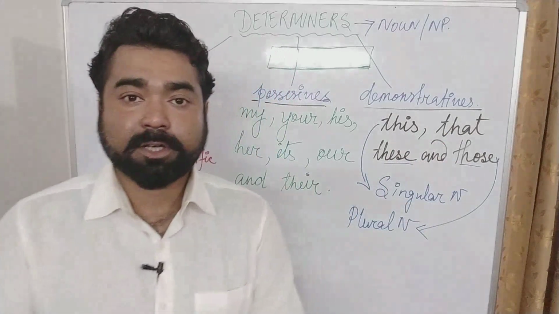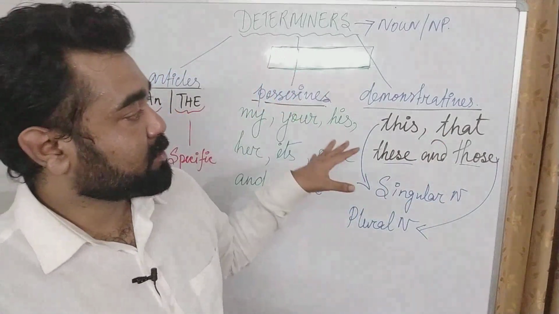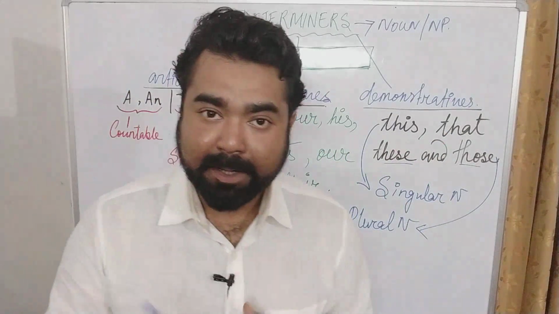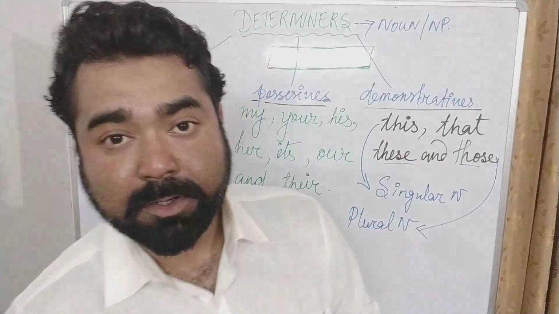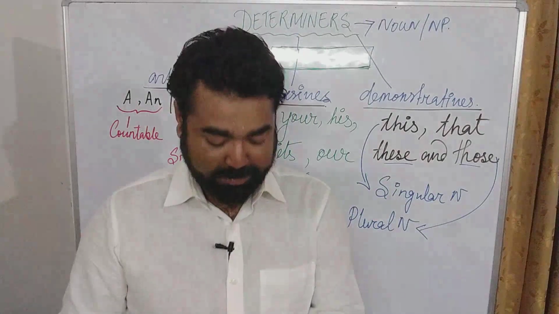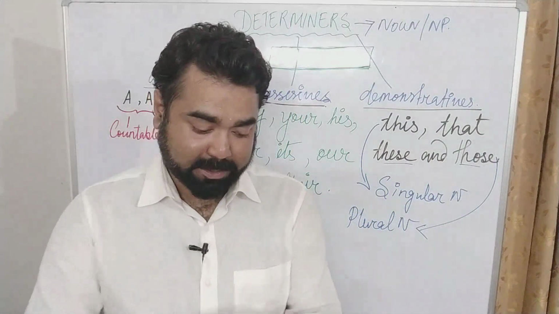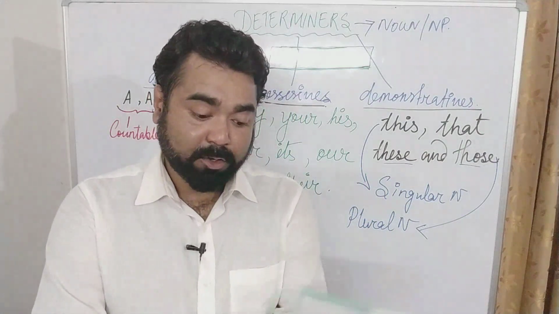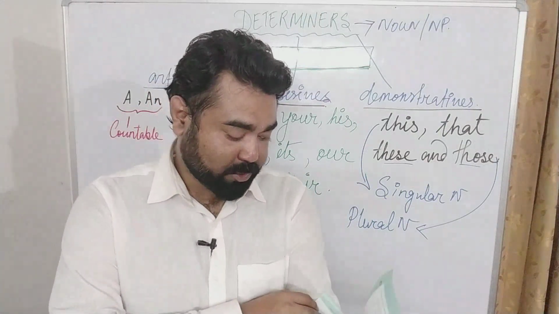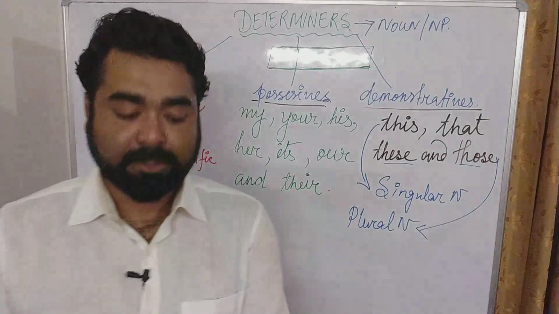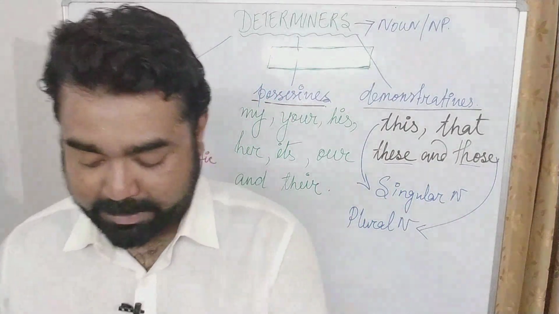Write down the definitions in your copy, make this chart properly in your copy and memorize them. And then in the next video we are going to discuss some other types of determiners, namely determiners of quantity or quantifiers, determiners of number and distribution, and interrogative determiners. Okay, then take care and see you.